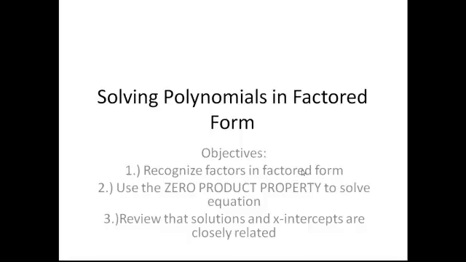So in 10.4, what we're doing is solving polynomials in factored form. The objectives that we're looking for here are to, first of all, recognize what factors are in factored form and to recognize factored form in general. So I'm sure you've read about that some in 10.4. And the other objective is to use the zero product property. So once again, I'm sure you've seen that. Whether or not you've written that in your notes, now is going to be the time to do that.